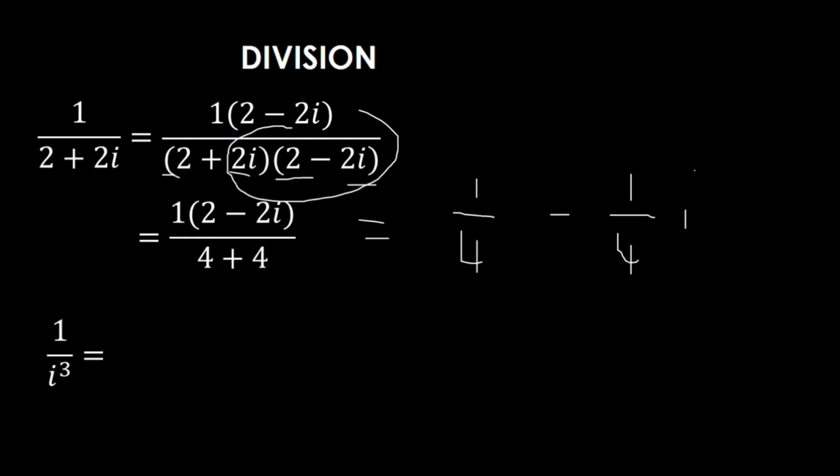Having the division 1 over i cubed, the first thing we're going to do is to simplify i cubed. i cubed is i squared times i, so there is -i. Proceeding, we do the rationalization, and the conjugate of it is i and i, i up and i down. i squared is -1. Okay. Negative negative is positive, and our answer will be i.